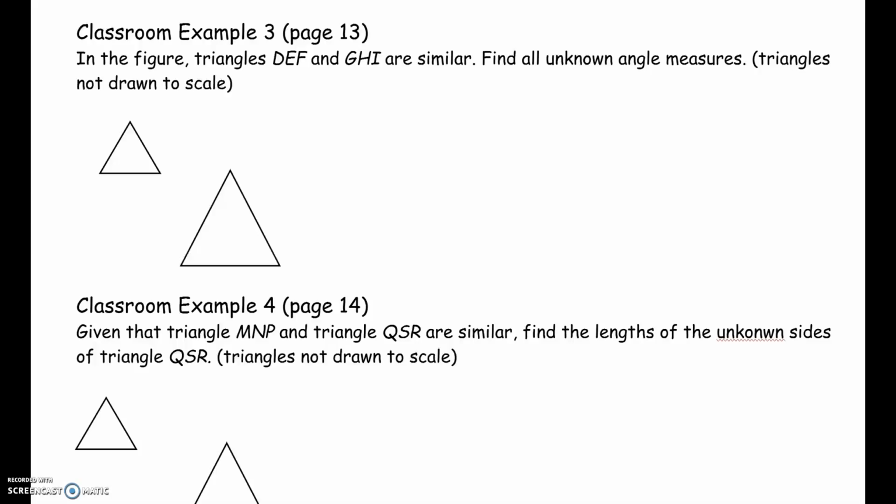Classroom Example 3. In the figure, triangles DEF and GHI are similar. Find all unknown angle measures. The triangles are not drawn to scale. So here's the information that I'm given. This is angle G, angle I, angle H. So GHI is similar to DEF.